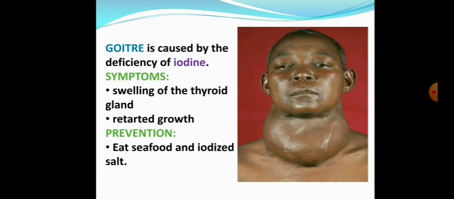Now next is goiter, and it is caused by the deficiency of iodine. Symptoms of goiter: swelling of the thyroid gland. Can you see in this picture the neck region where the thyroid gland is present, that is swollen up, and retarded growth. If a person is suffering from goiter, then the growth of that person will not be normal. To prevent it, we should eat seafood and iodized salt, because they are good sources of iodine. So, to prevent goiter, we should eat seafood and iodized salt. And what happens in goiter? Thyroid gland swells up. Okay.